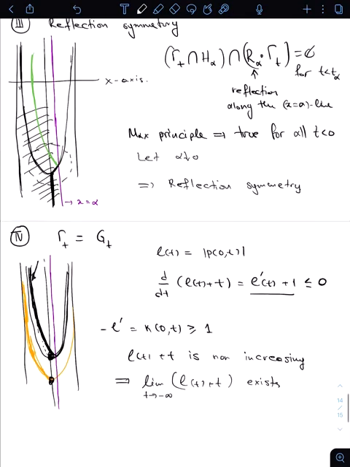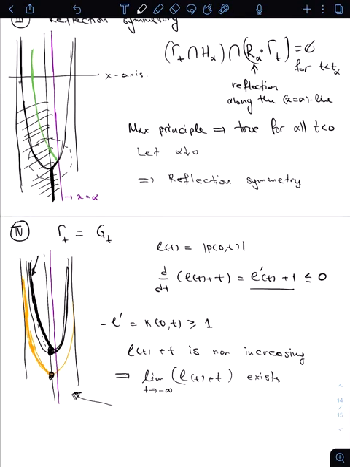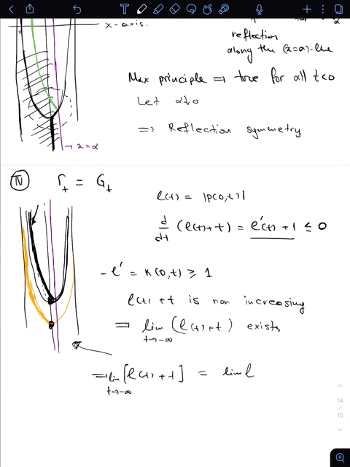Okay, therefore, by doing what I was explaining in this picture, we can show that this limit of L(t) plus t is equal to the limit of L of the Grim Reaper at t plus t, as t goes to minus infinity. Okay, because if they are not the same, then the one tip lies above the other, and we can play this trick that this picture shows.